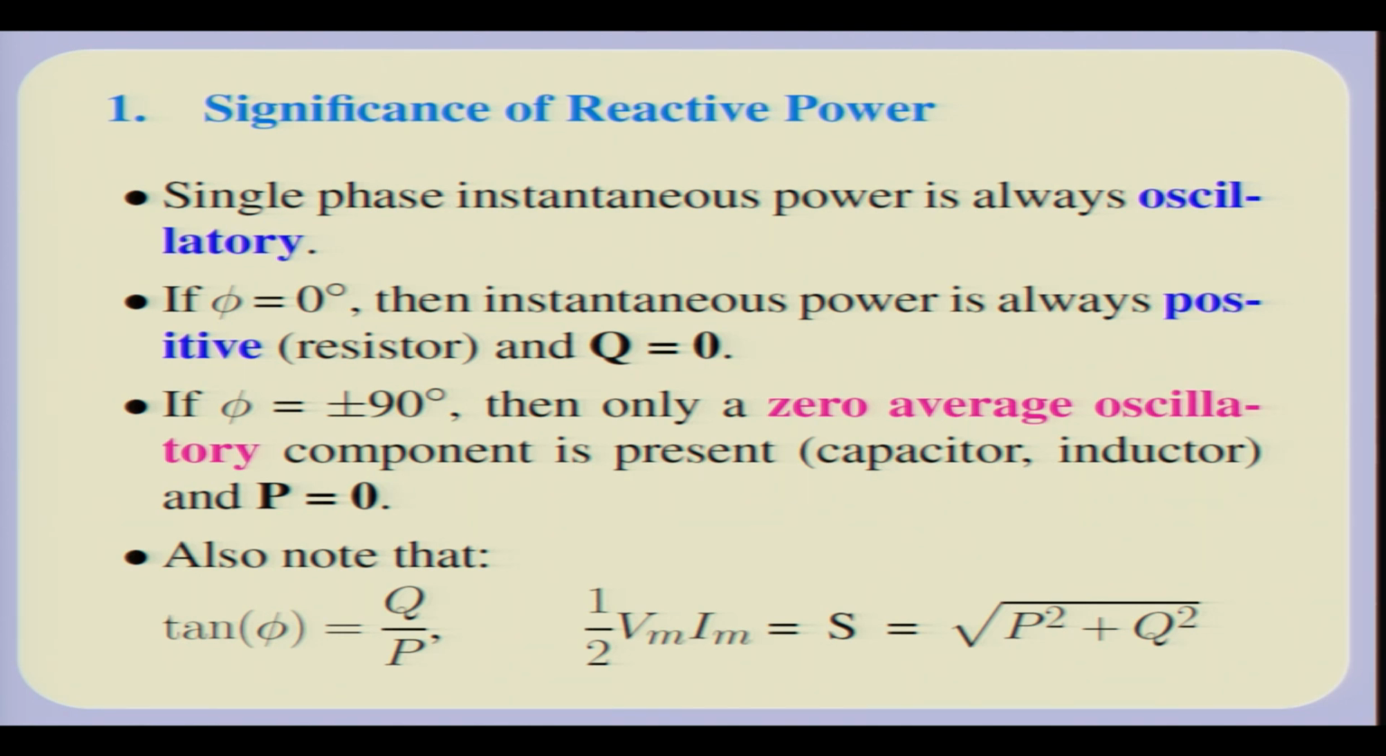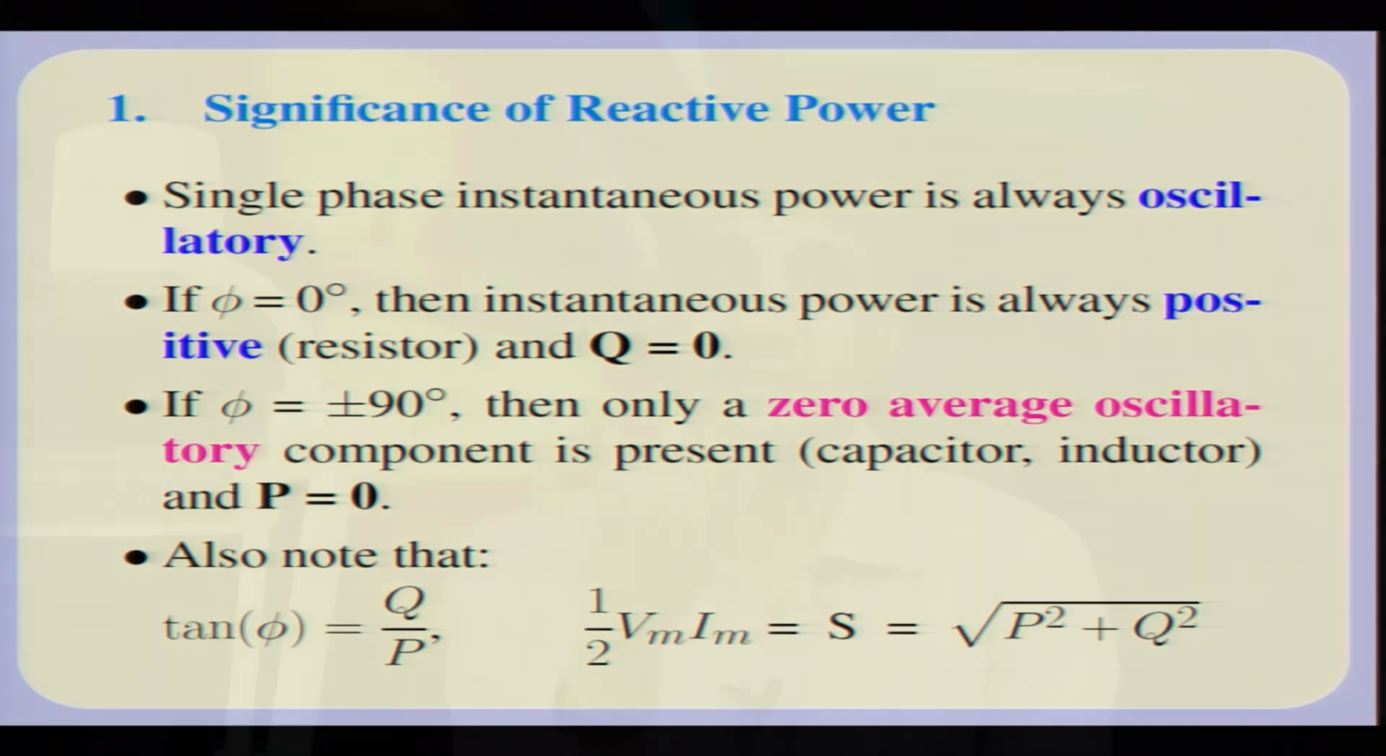So, just to summarize, single phase instantaneous power is always oscillatory. If phi is equal to 0, the instantaneous power is always positive. In fact, it works like this for a resistive circuit, even if it is not exactly a resistance. For example, you can have an RLC circuit in which omega L is equal to 1 upon omega C. Even in that case, the series resonance case, the circuit behaves like a resistor, because the imaginary components, that is j omega L and 1 upon j omega C, cancel each other. So, it behaves like a resistive circuit.